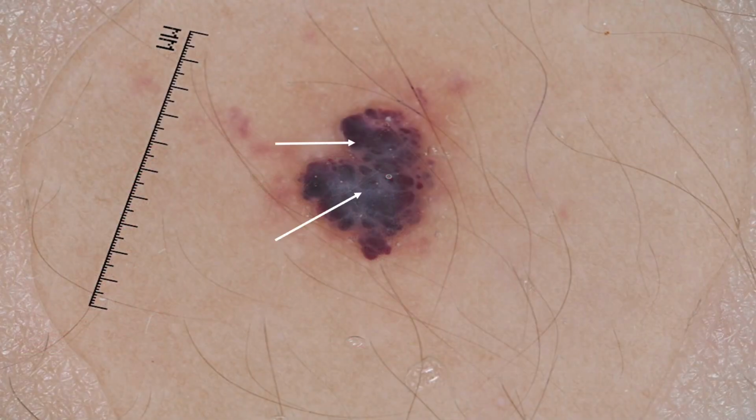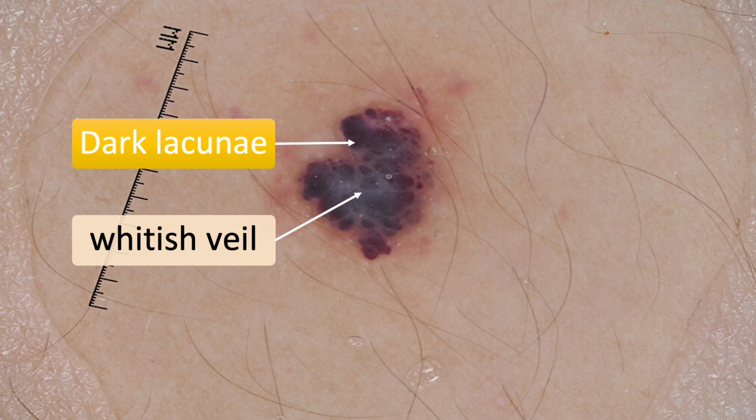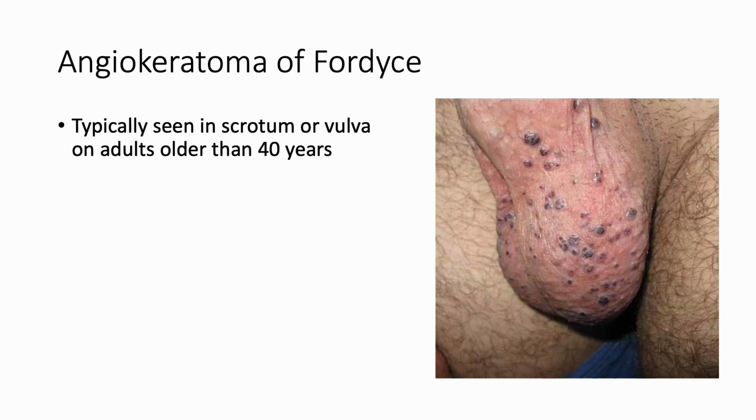Let's see one more example. Here you have the dark lacunae plus the whitish veil, angiokeratoma, and this again is very specific, 99% for the diagnosis. Let's see one example. Again, angiokeratoma of Fordyce. This is a classic clinical feature or syndrome where you see these angiokeratomas on the vulva or scrotum on adults, and you're going to see the dermoscopic features are almost the same.